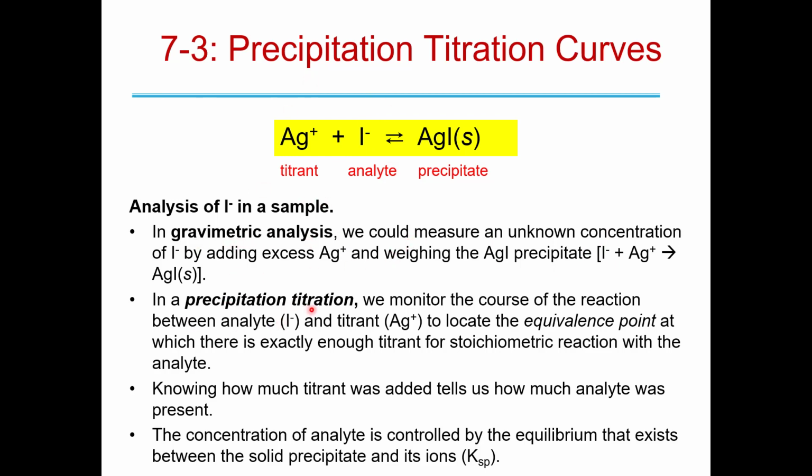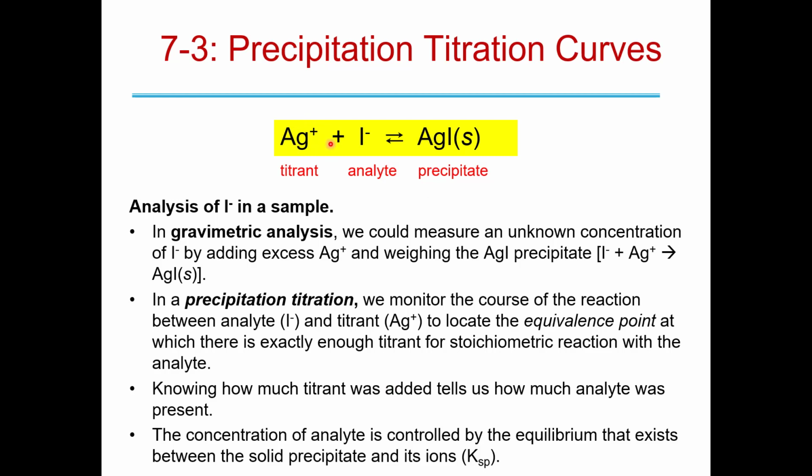Using a precipitation titration, another way that we could do this is that we could monitor the course of the reaction between the silver and the iodide. We keep dribbling in little bits of the silver until it has completely reacted with all of the iodide. Right at that point, the equivalence point, that would be our endpoint, which we hope is the equivalence point, when we've added 1 mole of silver for every 1 mole of iodide that we have. Then the reaction would stop. By measuring the volume or the amount of silver that we've added, we would be able to calculate, using stoichiometry, the amount of iodide and figure out its concentration.